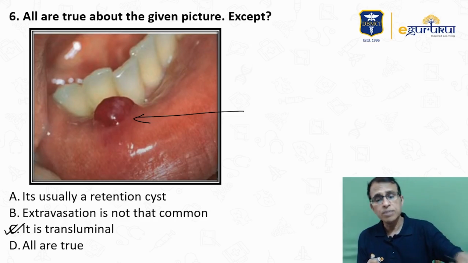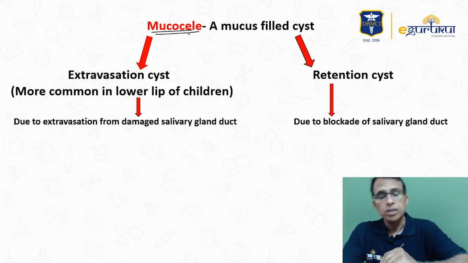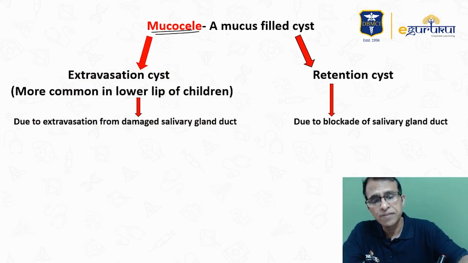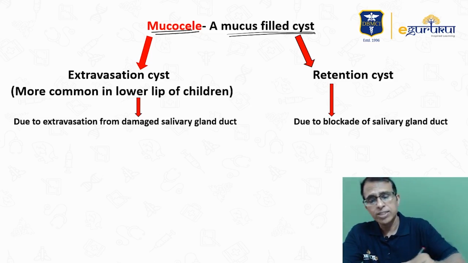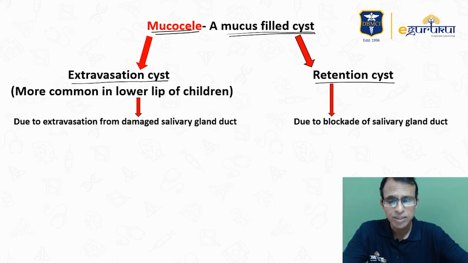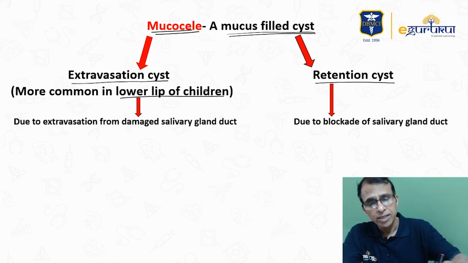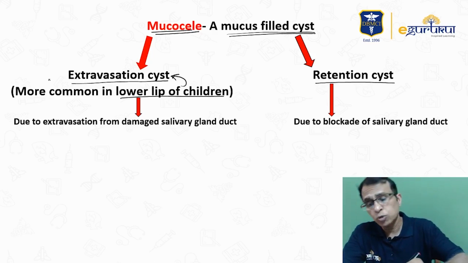Now this is a mucocele. A mucocele is a mucus filled cyst in the lower lip of a child. Now mucocele in the lip are of two types. One is extravasation cyst, one is retention cyst. Both cannot be there, it has to be one of the two. Now in the lower lip of a child, extravasation cyst is more common, and because the image shows the lower lip of a child, it is likely to be this one.